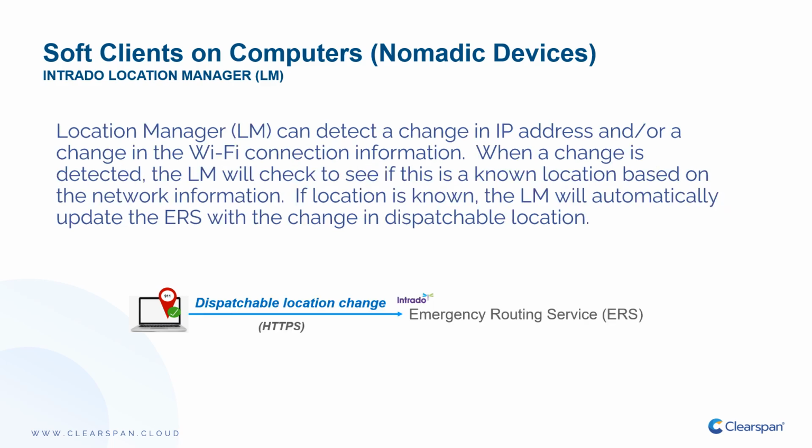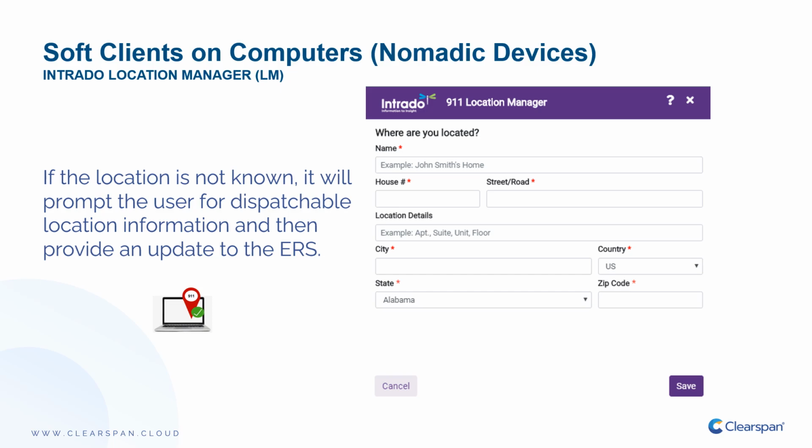Location Manager can detect a change in IP address and/or a change in the Wi-Fi access point connection. When a change is detected, the Location Manager will check to see if this is a known location based on the network information. If the location is known, the LM will automatically update the ERS with the change of dispatchable location. If the location is not known, Location Manager will prompt the user for dispatchable location information and then provide the update to the ERS.